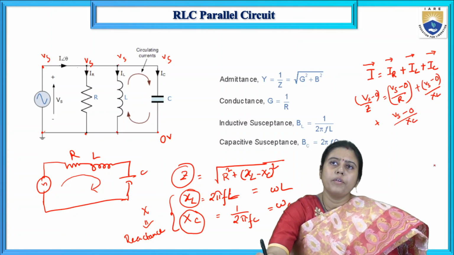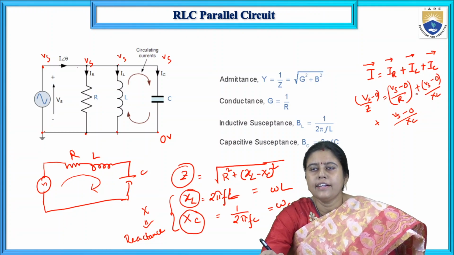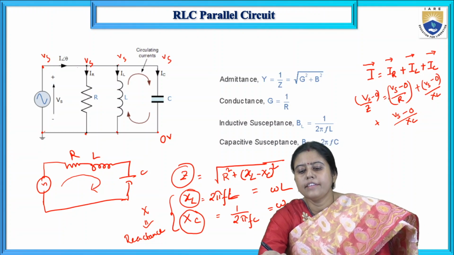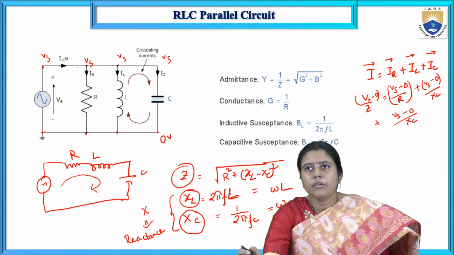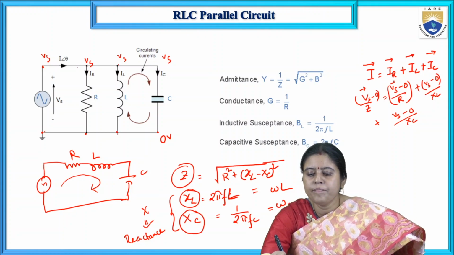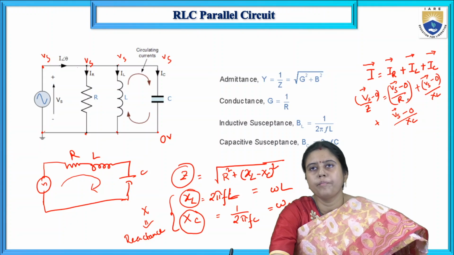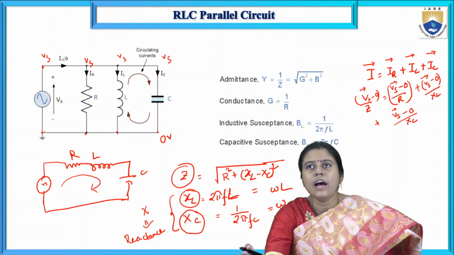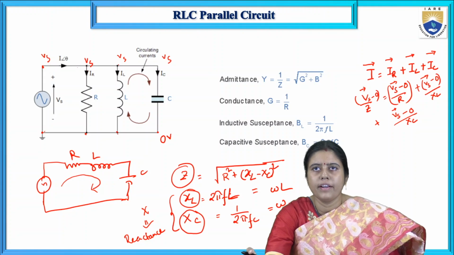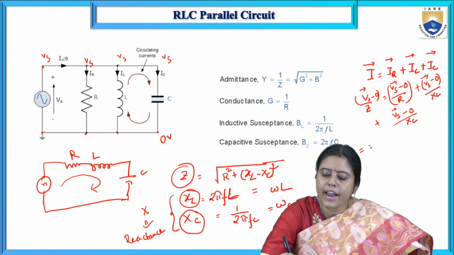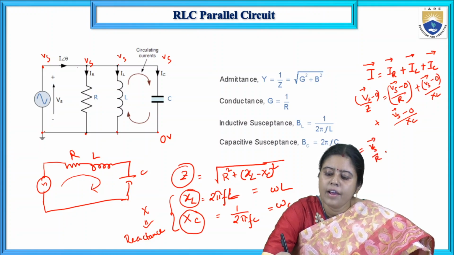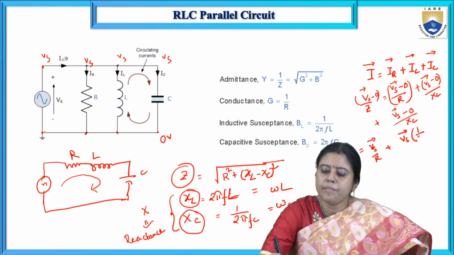Everywhere we can find that VS is constant. What is the meaning of this? As these are vector sums, we cannot do the mathematical addition normally. What we can write is VS by Z, or we can simply write it as VS by R plus VS times (1 by XL minus 1 by XC).